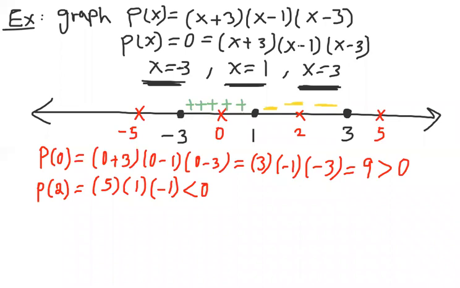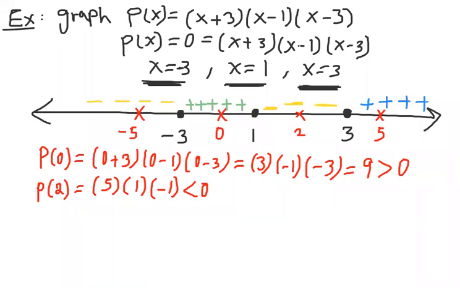And for any number greater than 3 will be positive, just plug the 5 inside the polynomial. Any number less than minus 3 will be negative. Just plug any number less than minus 3. So I get the sign. It's negative here, then positive, then negative, then positive.